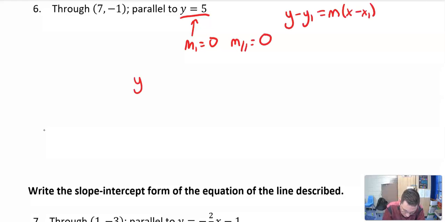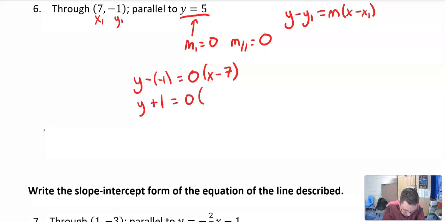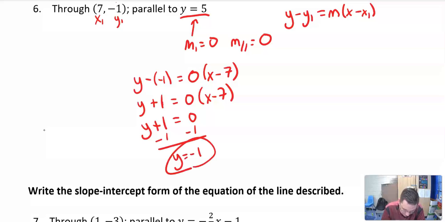And so y minus, this is our x sub 1 and y sub 1, so y minus -1 is equal to 0 times x minus 7. So y plus 1 is equal to 0 times x minus 7. And so technically this is the point-slope form of the line. Could we simplify it further and make this a little bit easier? Yes. And so doing that, 0 times all this will give us 0. So y plus 1 is equal to 0. Subtracting the 1, we get y equals -1. So that would be the final equation of this line.